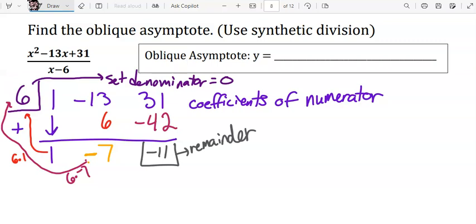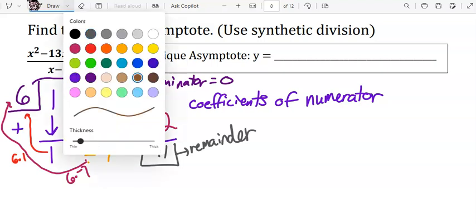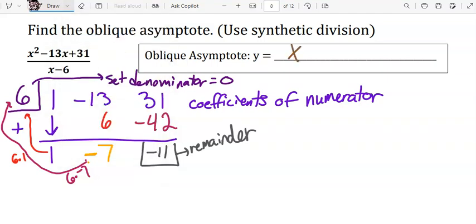Since the remainder is not 0, you have an oblique asymptote. Your oblique asymptote would be at y equals x minus 7. So this is the x, this is the constant.